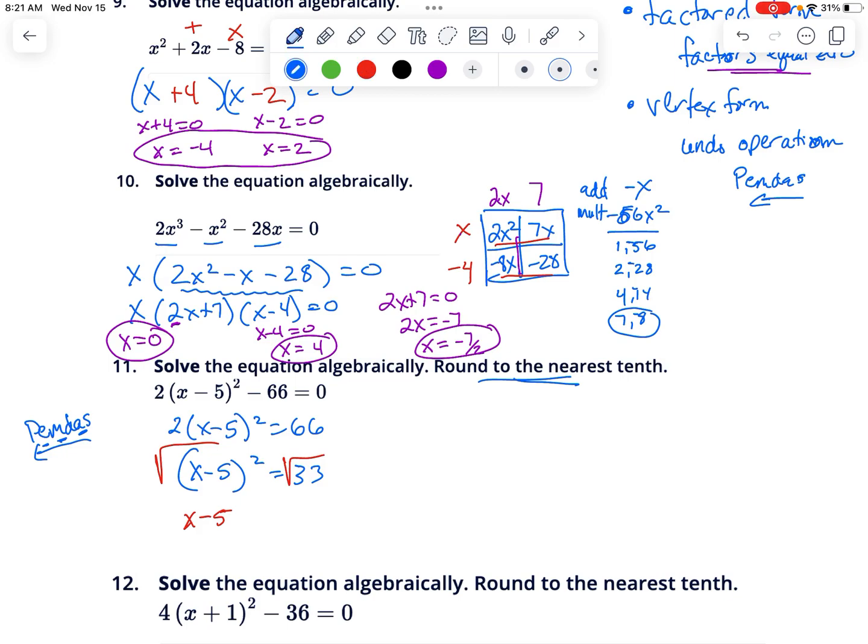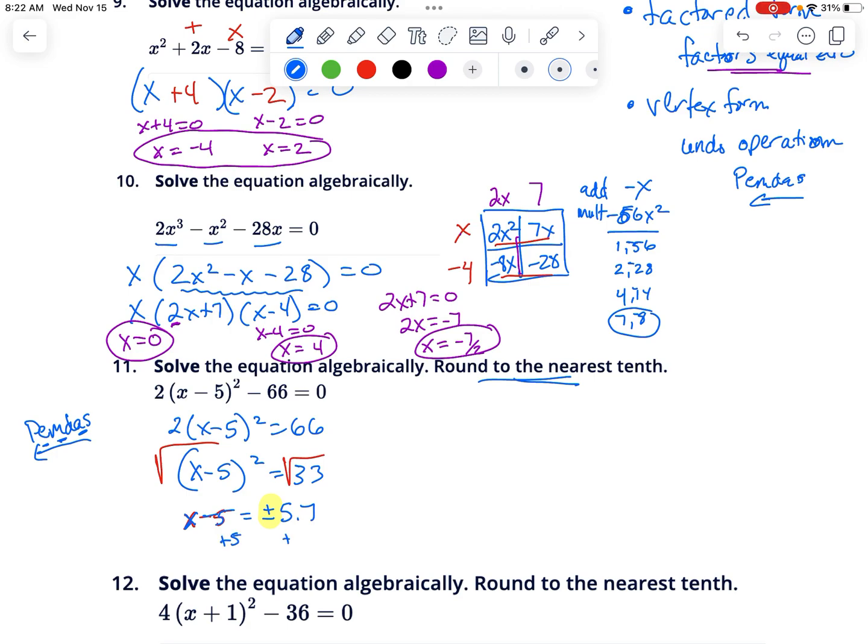So we'll have an x minus 5. And then here, we're going to get a decimal. The square root of 33 on our calculator is 5.7. It says to round to the nearest tenth, so 1 decimal place, so 5.7. But we do have to consider the positive and negative value here. So we can't forget that. That's how we're going to have 2 answers from that.